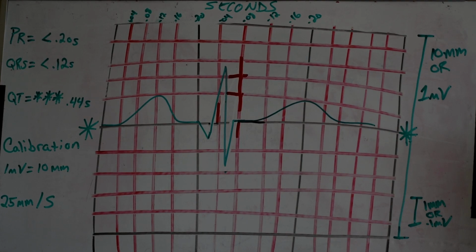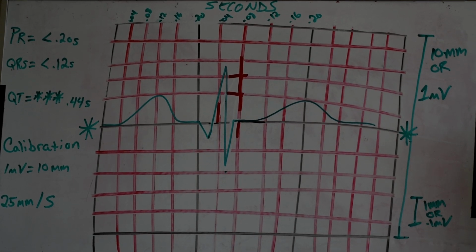When we measure the length of whether it's a wave or an interval, so if I'm looking right here where my pointer is, each little box is 0.04 seconds. Now watch this, little box, big box. Each little box is 0.04 seconds. Each quote-unquote big box is 0.2 seconds, or 200 milliseconds.